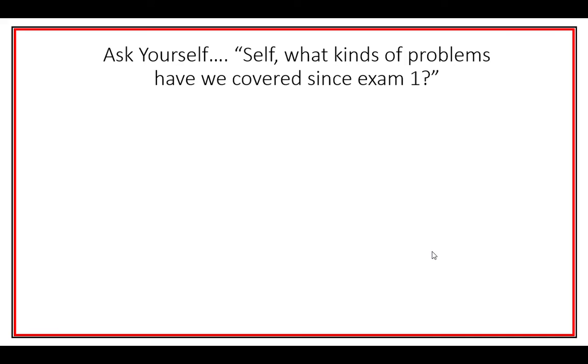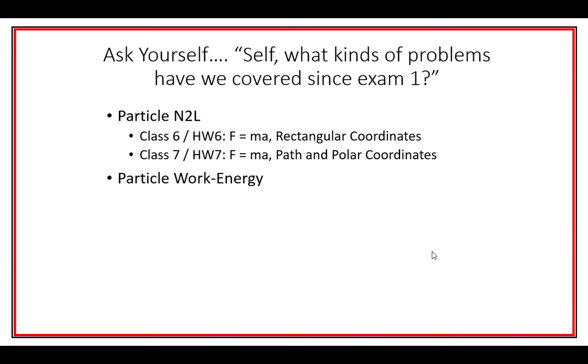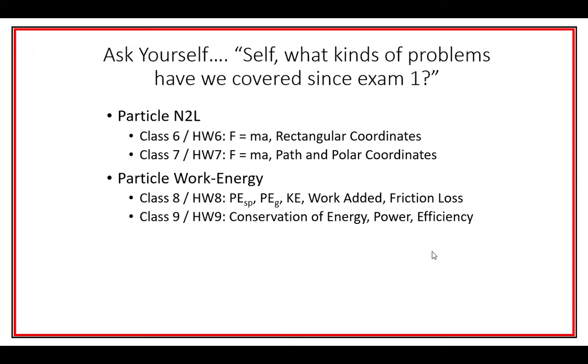So what kinds of problems have we covered since exam 1? We did particle Newton's second law. I think this is true where we did class 6 and homework 6 was rectangular coordinates. Class 7 and homework 7 was path and polar coordinates in F equals ma. Then we had particle work and energy. So we had class 8, homework 8, where we had potential energy, kinetic energy, work added, and friction loss. In class 9, we did conservation of energy, power, and efficiency. So we had kind of more work and energy, but we added in the ideas of power and efficiency.